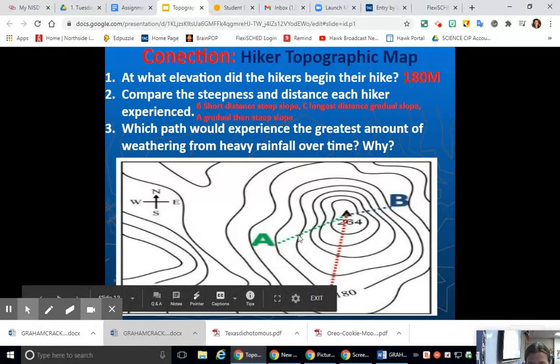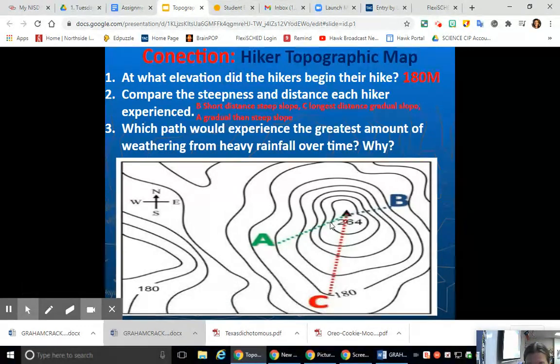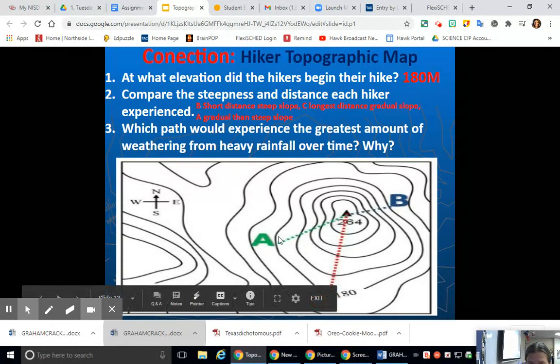And if we look at hiker A, we go gradual and then he goes up the steep part. So if I was hiking, I would probably be hiker A, where I go gradual and then steep. I'm not sure if I'm the experienced hiker here, but I don't really want to go all gradual and slow. So this is kind of in the middle, right?